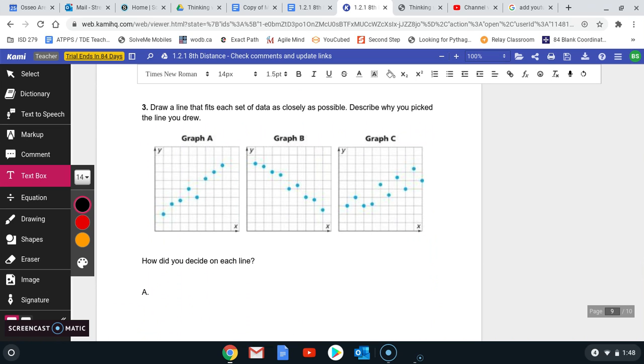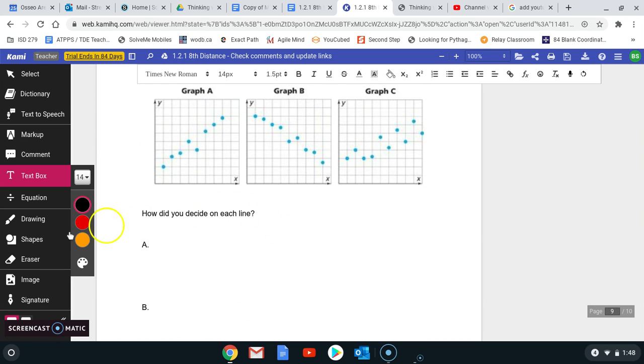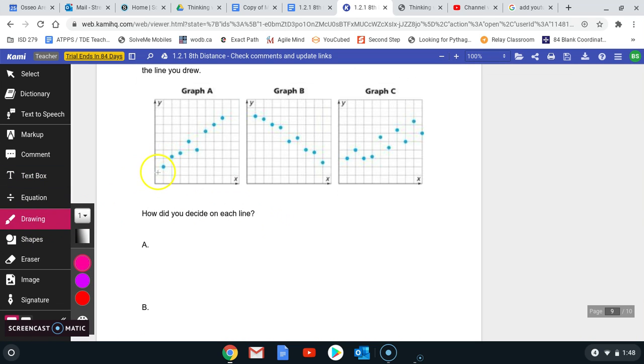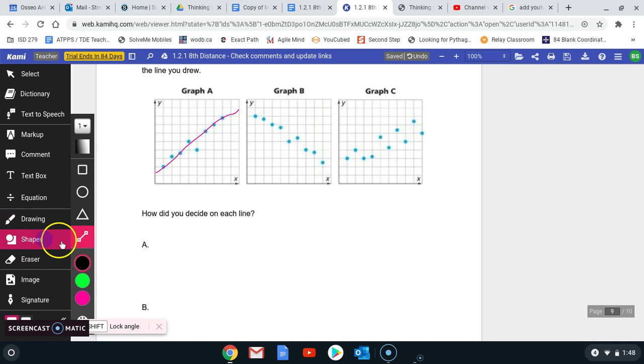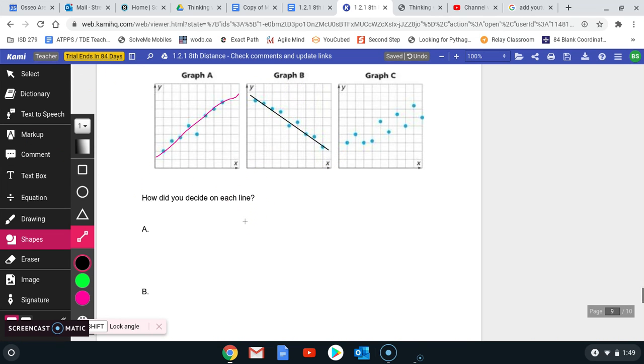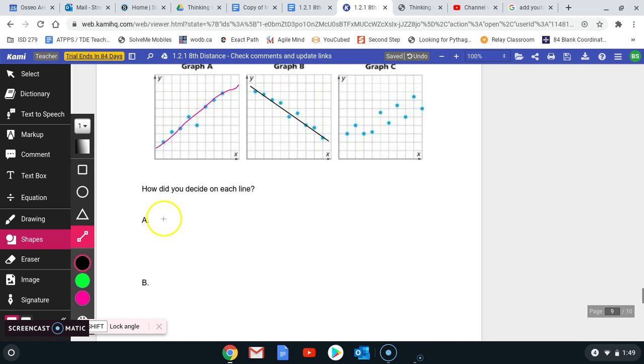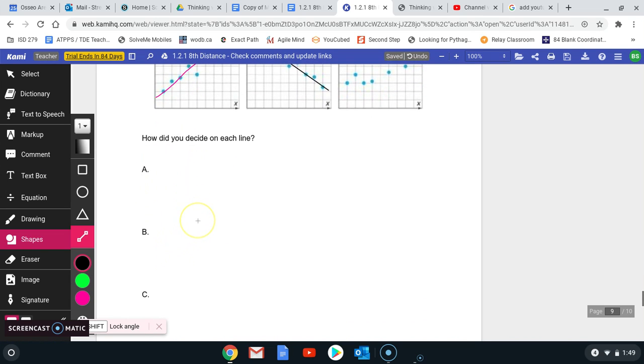Number 3, draw a line that fits each set of data as closely as possible and describe why you picked the line that you drew. So you're going to use the drawing tool to draw a line through these data points. So make it as straight as possible. Didn't really turn out very well for me, but make it as straight as possible, or you could use the line tool from the shape section. That will probably be easier for you to draw a line through. Then for graphs A, B, and C, how did you decide on each line?